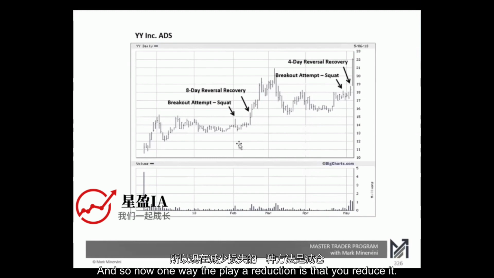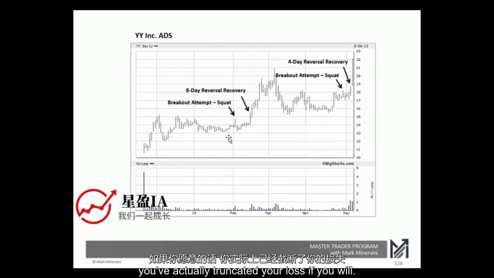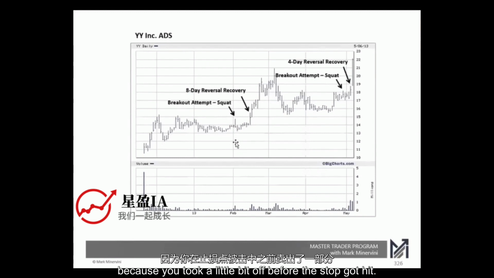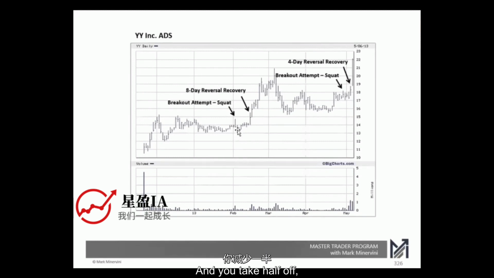Yeah, and so now one way to play a reduction is that, okay, you reduce it, and now if your stop is hit, you've actually truncated your loss, if you will. Your loss is going to be a little bit smaller because you took a little bit off before the stop got hit. So now let's say your stop doesn't get hit and you take half off, and now it resets here, and then has the reversal recovery. A lot of times, what I'll do is I'll add back now. That's what we call a reduce and add. So you reduce it, and then you add it back as the stock resets.